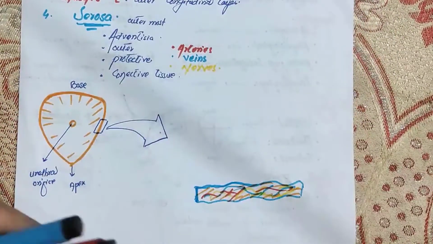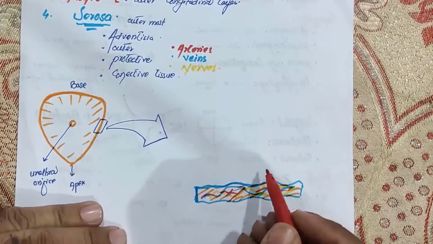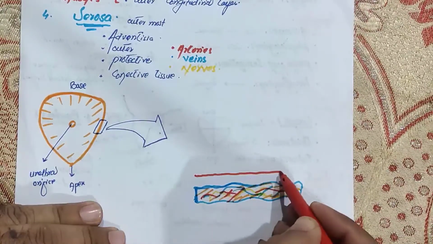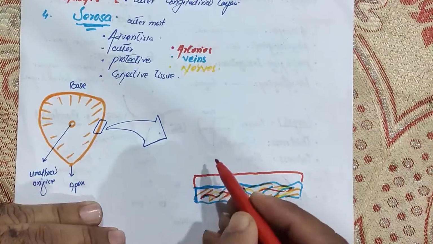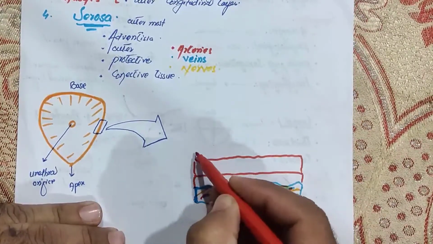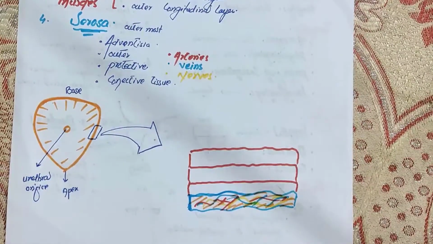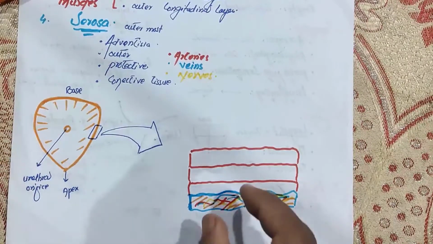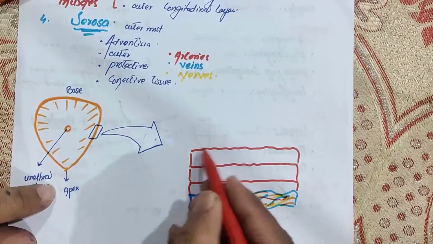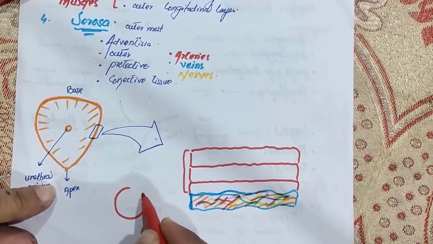Then there is the muscularis layer. In the muscularis layer, there is a longitudinal layer of muscles, and then there is a circular layer. So let me make it three layers of muscles. This is one layer, this is the middle layer, and this is the inner layer. So three layers of muscles are there, but let me make this muscularis a little bit rounded. We will take the muscularis layer here and make it a little bit rounded like this.